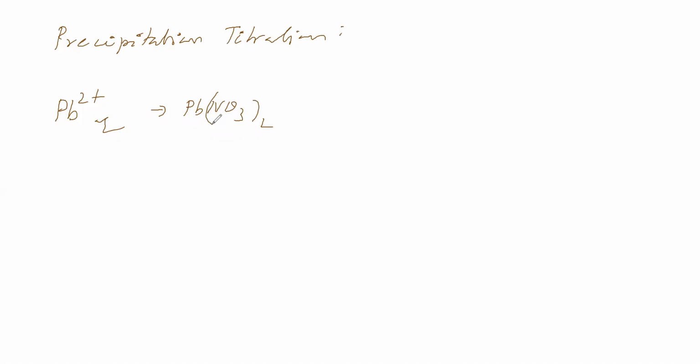Suppose the given salt is lead nitrate. Lead nitrate is a colorless salt. If you add water, this salt undergoes complete dissolution. All the metal nitrates are soluble salts. Whatever metal nitrate you take, it will dissolve completely in water.